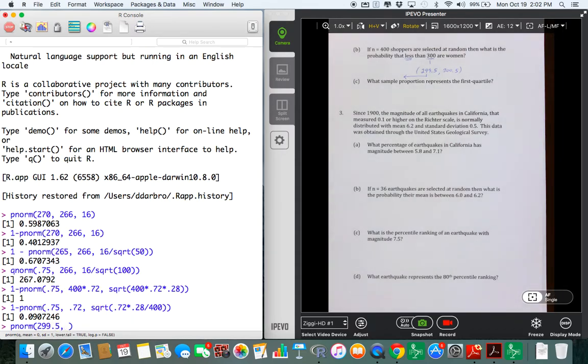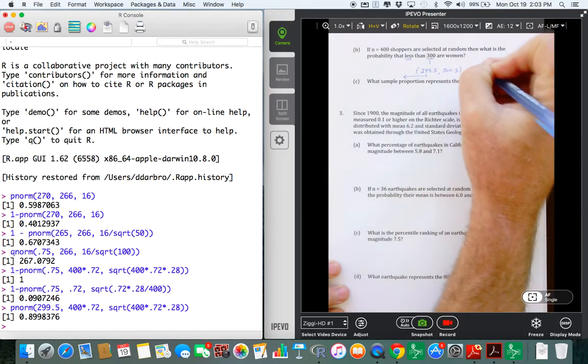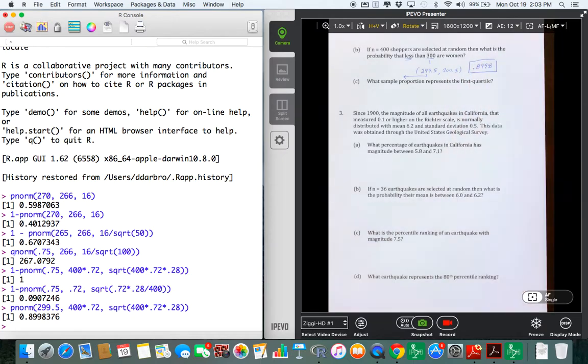The mean is N times P, which is 400 times 0.72. And the standard deviation is the square root of N times P times 1 minus P. And our answer would be 0.8998. All right.